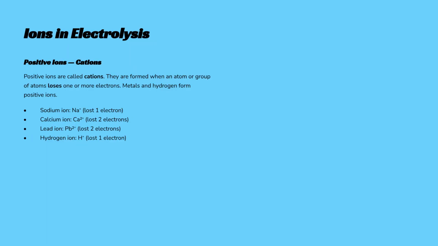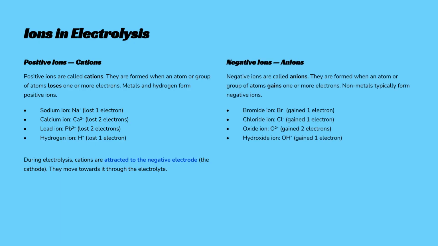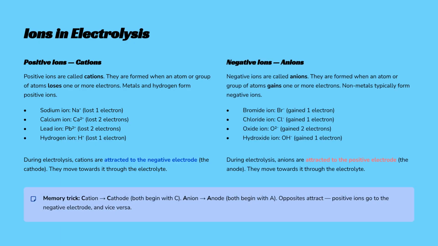Positive ions are cations and are attracted to the negative electrode, the cathode. They gain electrons, which is called reduction. Negative ions are anions and are attracted to the positive electrode, the anode. They lose electrons, which is called oxidation.